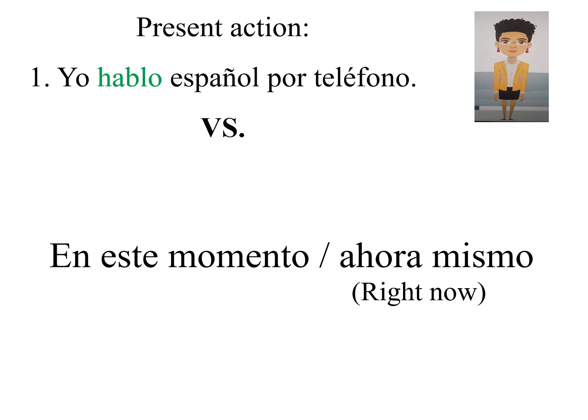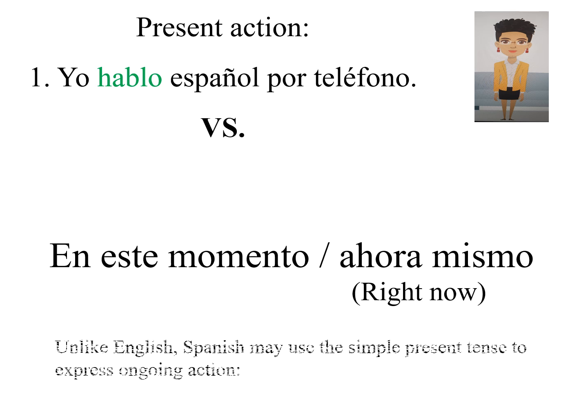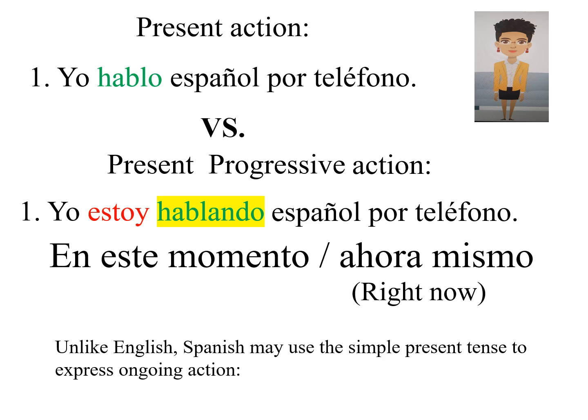we need to differentiate the present tense, yo hablo español, versus what I'm doing right now. At this moment, yo estoy hablando español por teléfono. So en este momento, ahora mismo means right now. Unlike in English, Spanish may use the simple present tense to express ongoing action. I am speaking. I am talking. I am speaking Spanish on the phone.